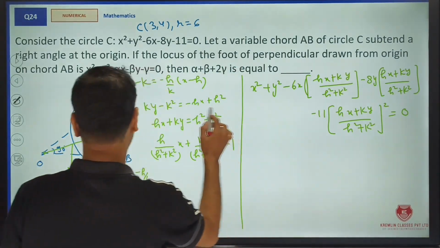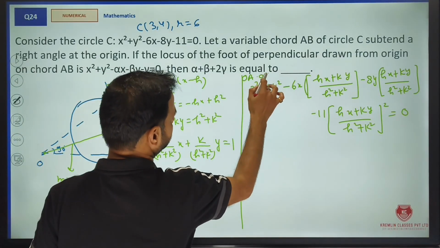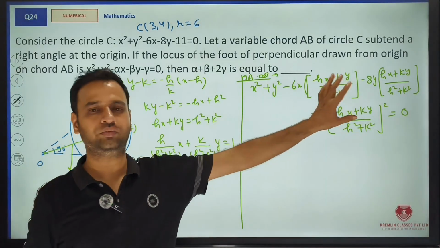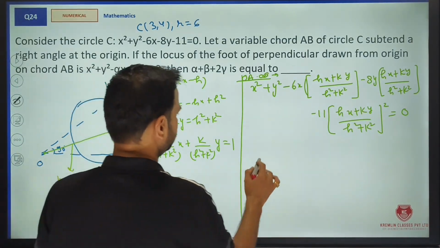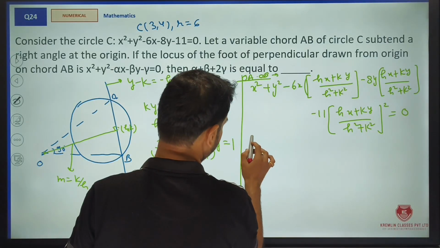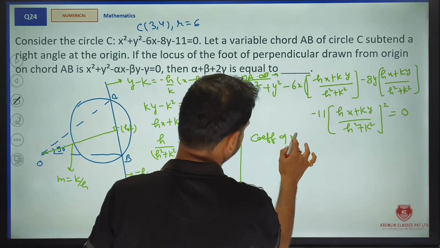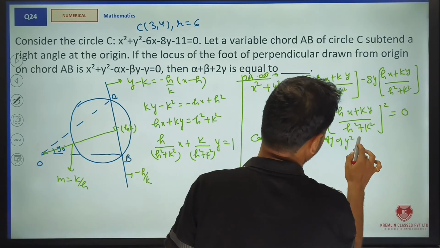Now we need to find it. This is the equation of OA and OB, and the angle here is 90 degrees. So the coefficient of x square plus coefficient of y square should be 0 by homogenization. So we need to find coefficient of x square plus coefficient of y square equal to 0.